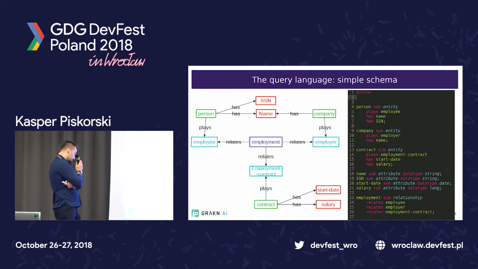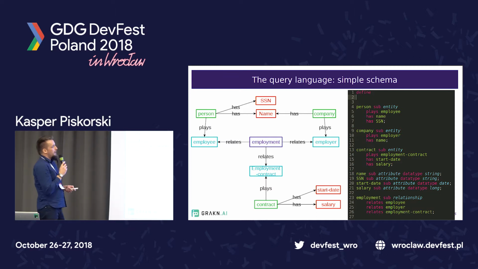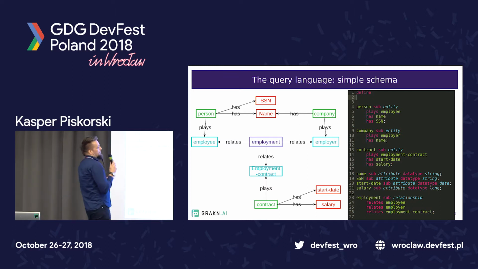So how do we actually define things, and how do we actually add data to the database using the language? Here we have a simple schema, just to make things more interesting. This time we have 3 roles, so we have an extra role, which is the employment contract. We say that our relationship of employment relates the roles of employee, employer, and employee contract. We say that only people can be employees, that companies can be employers, and that contracts can, in general, play the role of an employment contract. It doesn't have to be an employment contract, we can also have other contracts as well.